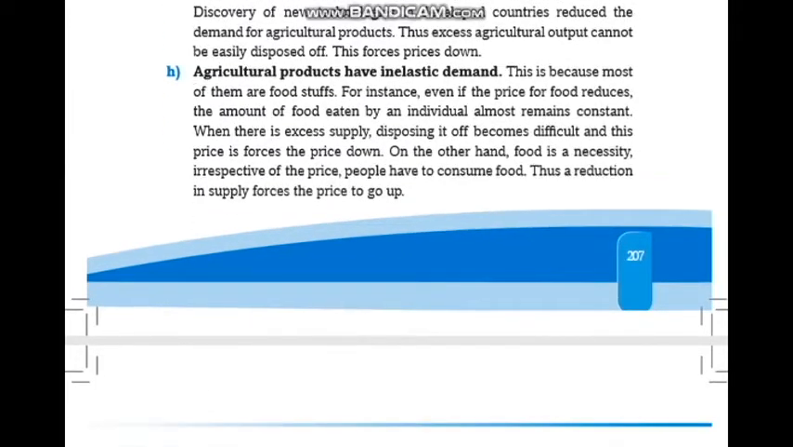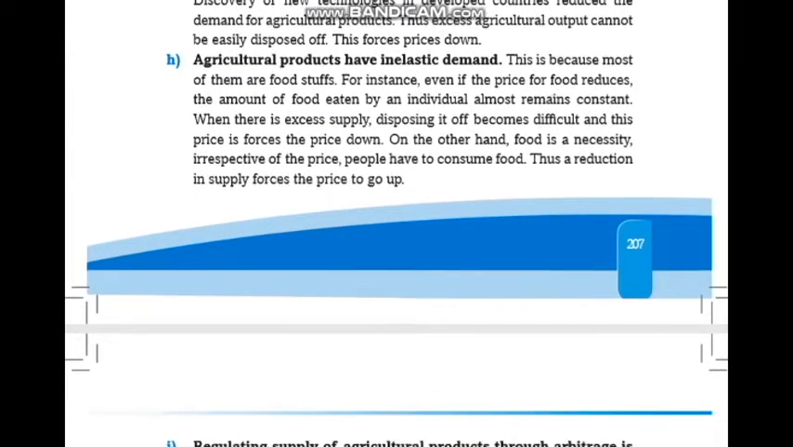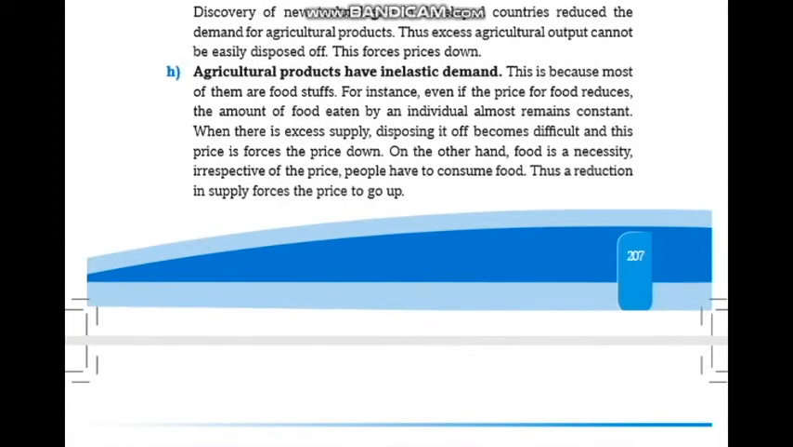So, agricultural products have an inelastic demand. This is because most of them are foodstuff. For instance, even if the price for food reduces, the amount of food eaten by an individual almost remains constant.